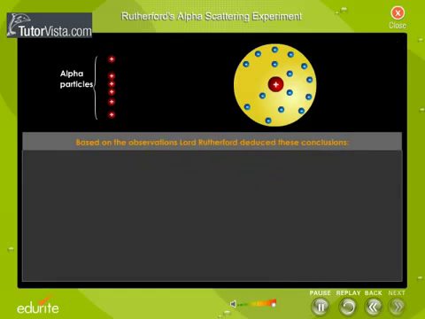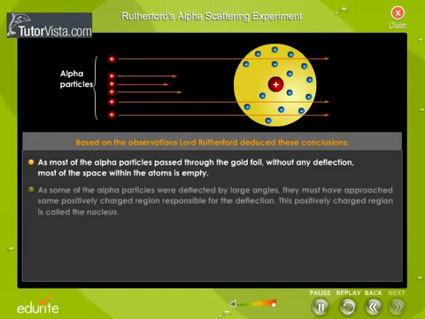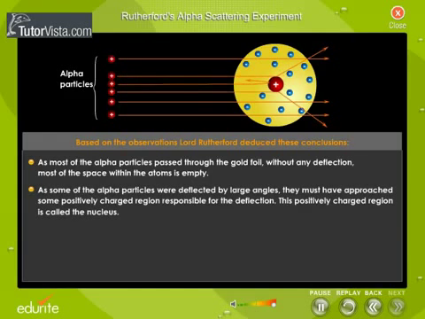Based on the observations, Lord Rutherford deduced these conclusions. As most of the alpha particles pass through the gold foil without any deflection, most of the space within the atoms is empty. As some of the alpha particles were deflected by large angles, they must have approached some positively charged region responsible for the deflection. This positively charged region is called the nucleus.